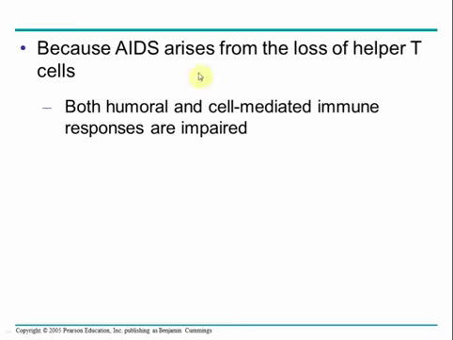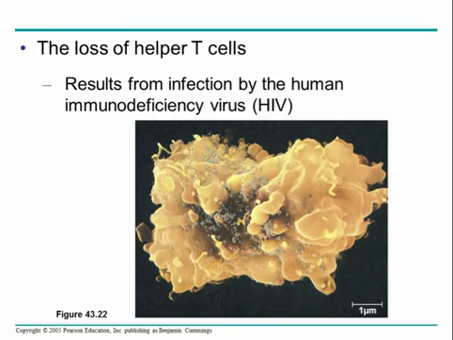And AIDS is the actual now full-blown disease. And people with AIDS will die of something like the common cold or the flu because they can't counteract it. They can't identify it. So results by infection from HIV, loss of helper T cells, as I just mentioned. And we're done.